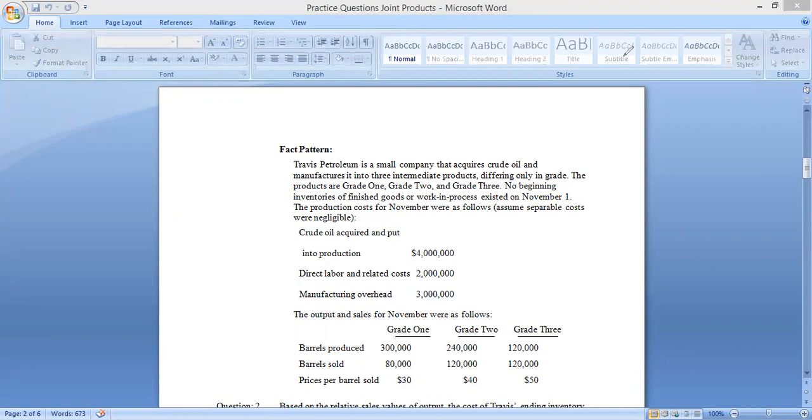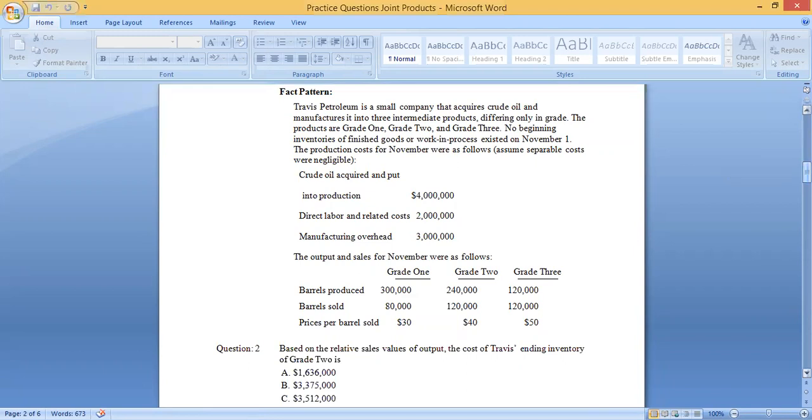Crude oil acquired and put into the production process amounts to $400,000. Direct labor we incurred 2 million. First one is 4 million, second one is 2 million, and third one is 3 million. So this is our joint cost, students, around 9 million. The output and sales for November were as follows: grade 1, grade 2, grade 3 production given. Let's take a look at what he is asking from our side.